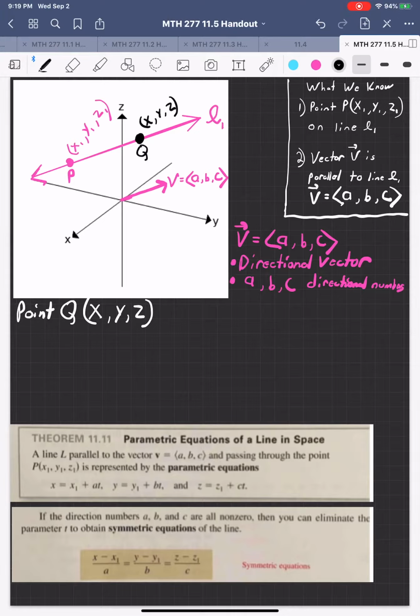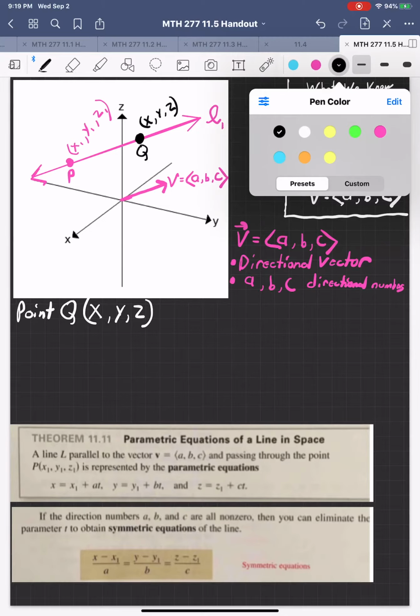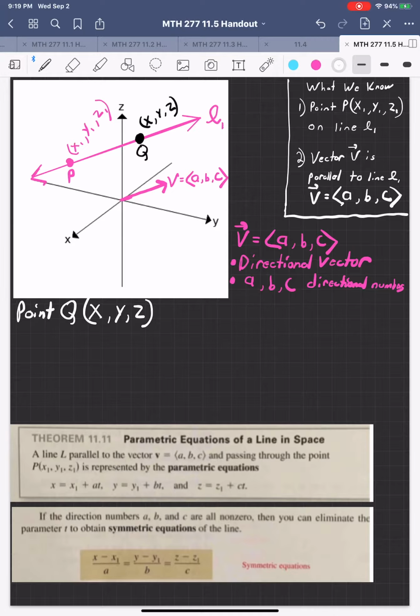Okay. So does it make sense to you that if vector v is parallel to line L, then vector v would be parallel to vector P to Q, no matter where Q is? It would also be parallel to P to Q. I hope that makes sense, because I need that to make sense so I can proceed. So P to Q, I need to make a statement of equality.